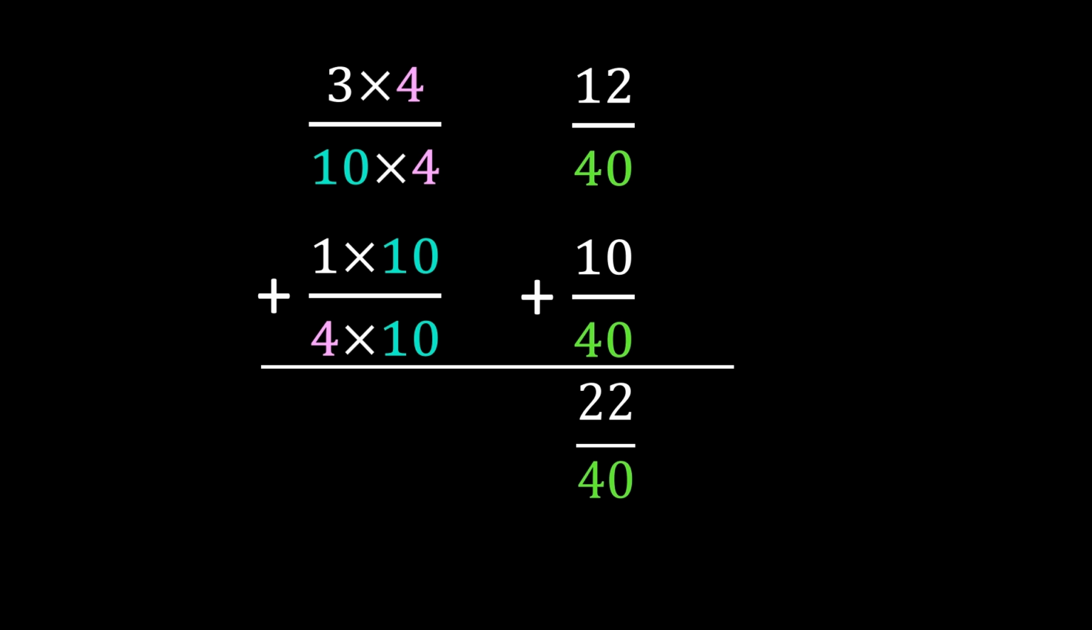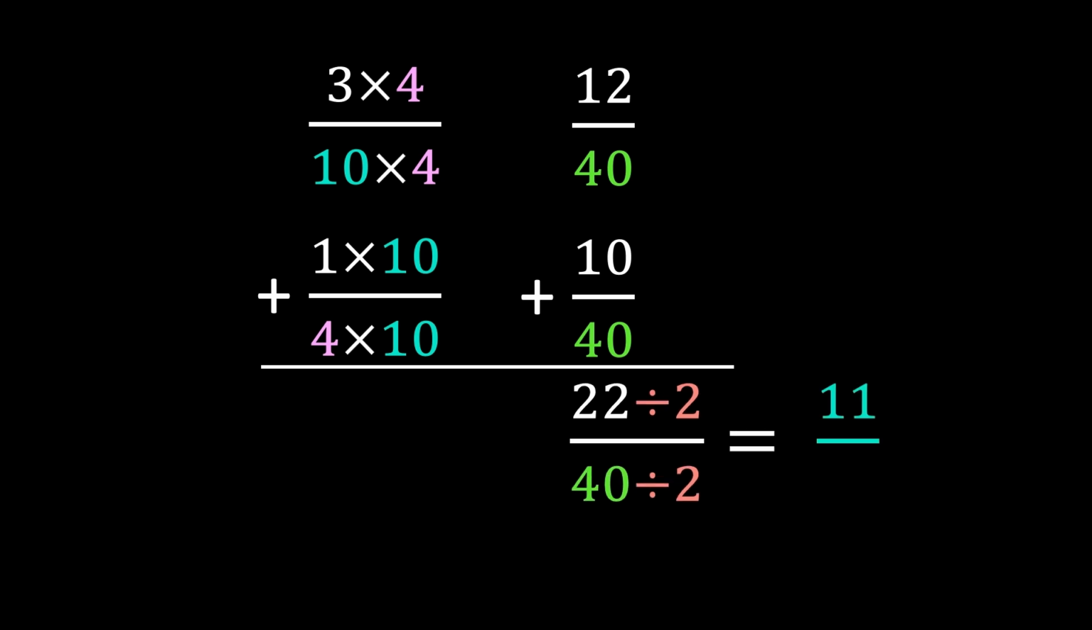Now I need to check and see if I need to simplify. Well, 22 and 40 share a common factor of 2 because they're both even, so I can divide my numerator by 2 and my denominator by 2 in order to simplify 22/40ths. And 22 divided by 2 is 11, and 40 divided by 2 is 20. And let's double check one more time. I have 11/20ths. 11 and 20 don't share any common factors, so my sum is 11/20ths.